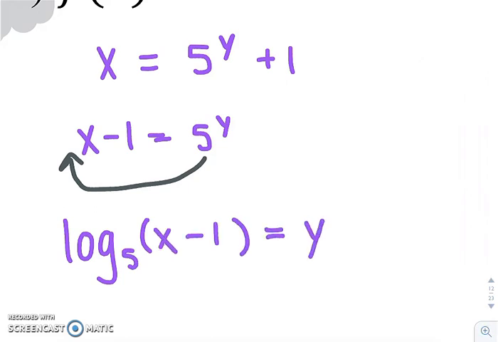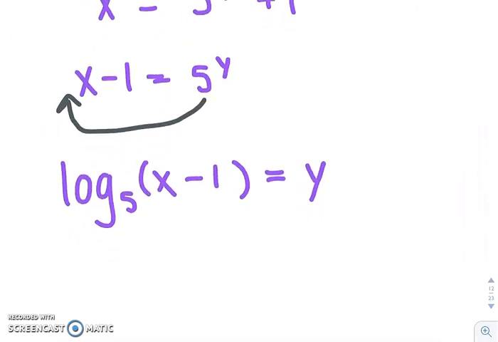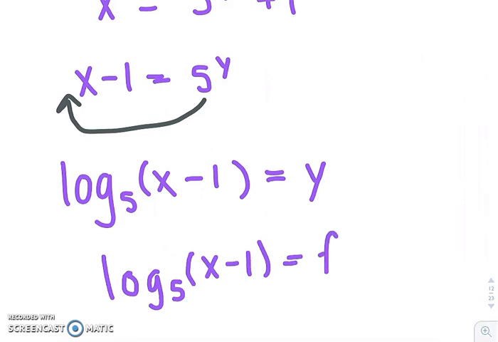So in this case, we're actually done. Again, just inverse notation. This here would technically be fine, but log base 5 of x minus 1 equals f to the negative first of x.